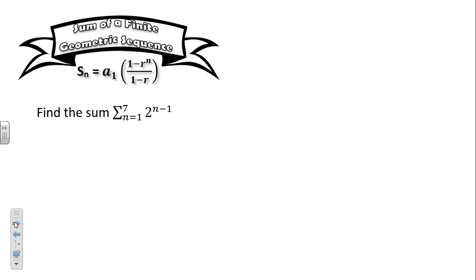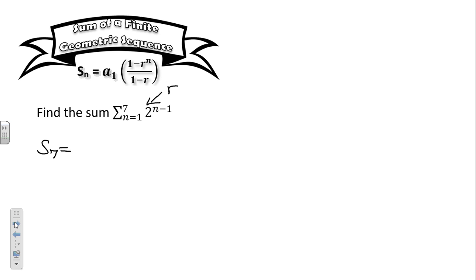That's our power, right? Yeah, that's our power. So when we have a ratio to a power, the number raised to that power is our common ratio. Does everyone see that? 2 is being raised to a power, okay? So this is our common ratio, okay? So we're trying to find the sum of how many terms? 7.